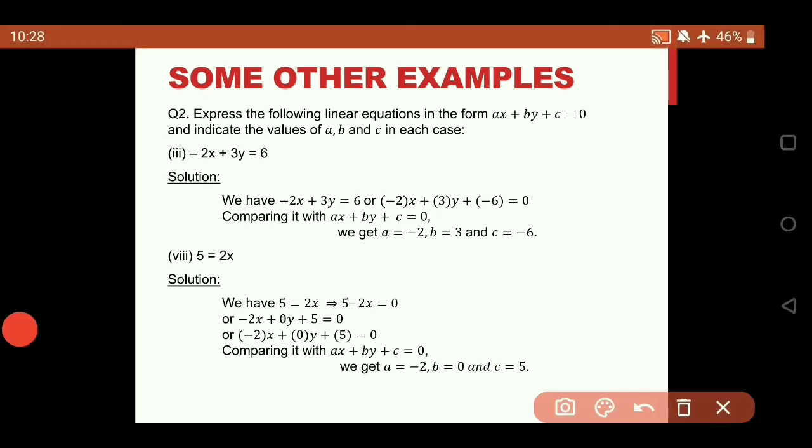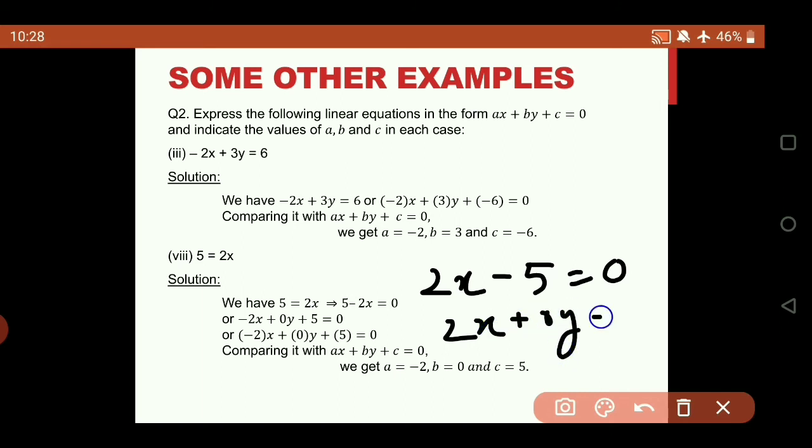Here you note that we can also solve it as 5 = 2x, it can also be written as 2x - 5 = 0. Further we can write it as 2x + 0y - 5 = 0. So we will get another solution or another option for it as a = 2, b = 0 and c = -5. Only there will be a change in the sign of the sum or the sign of the coefficients, but the answer will be the same.